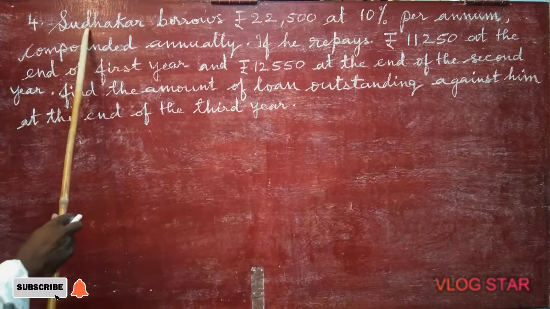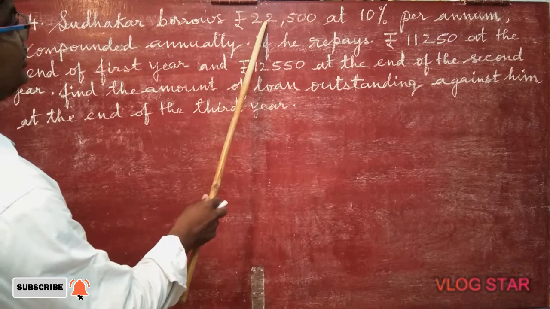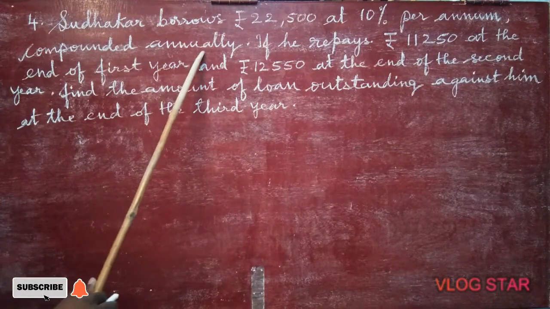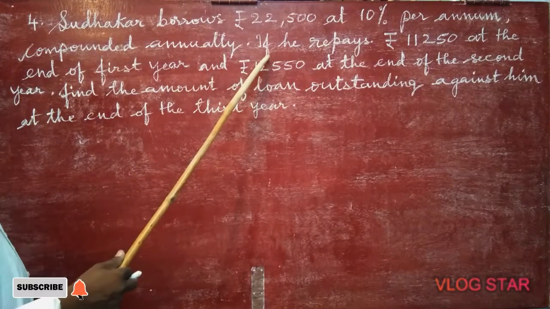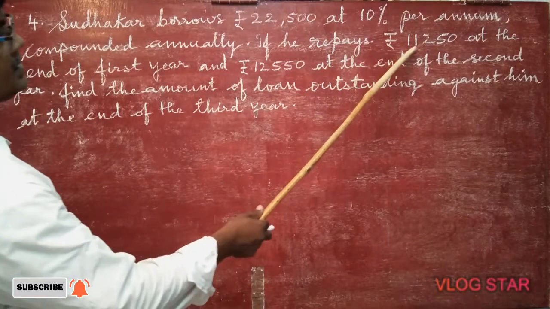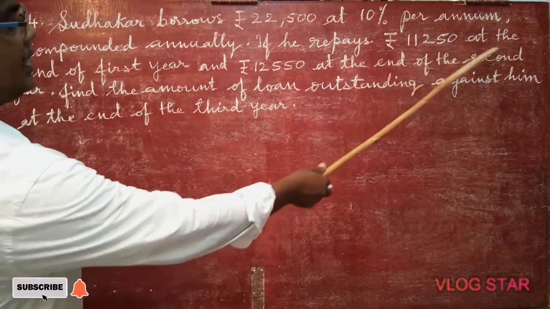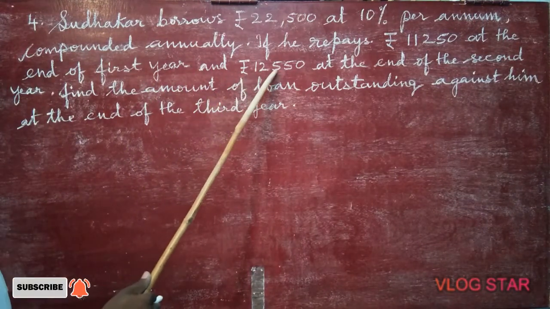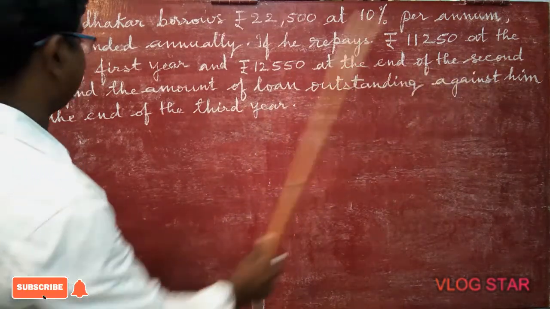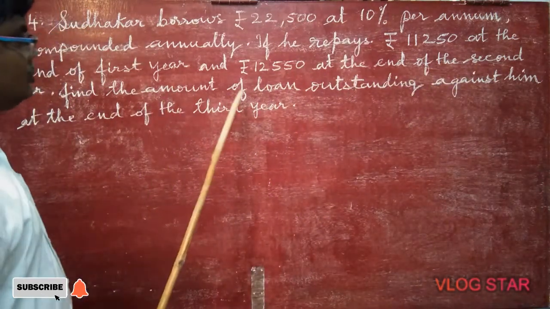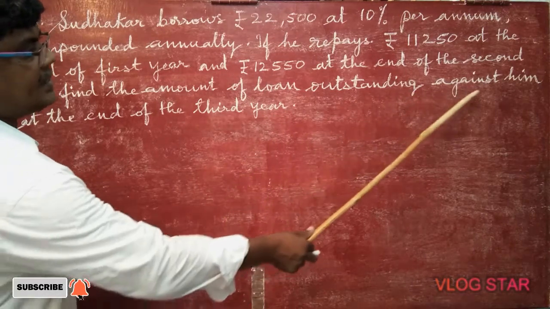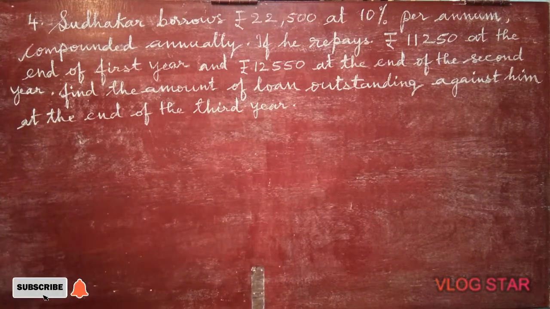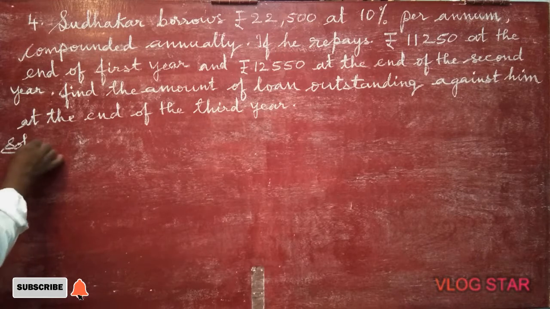Fourth problem. Sudhakar borrows rupees 22,500 at 10% per annum, compounded annually, means every year. He repays rupees 11,250 at the end of the first year and rupees 12,550 at the end of the second year. Find the amount of loan outstanding against him at the end of the third year. So here, solution given.